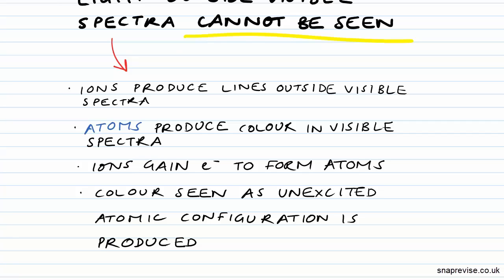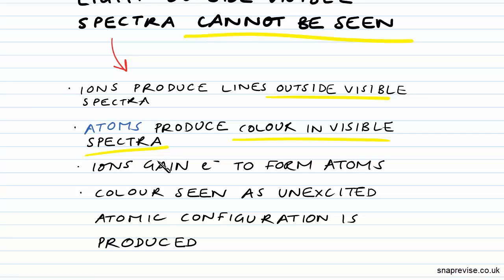What really happens is that the ions produce lines outside the visible spectra. So although ions are emitting photons of light, it's not within the visible spectra. It's the atoms that actually produce colour in the visible spectra. Well, you might think, where are these atoms coming from? We're using metal ions in our samples.